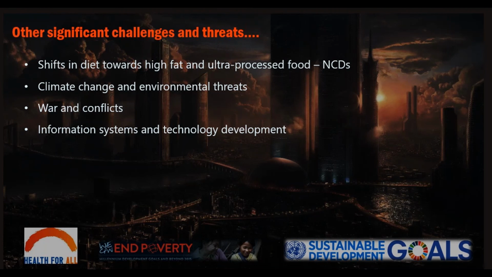Then, very importantly, war and conflict. In fact, we are at the moment in a war with an unknown enemy, because this coronavirus is very hard to understand and conquer. Conflicts are yet another reason; we have definitely seen more conflicts since 2000 than before.